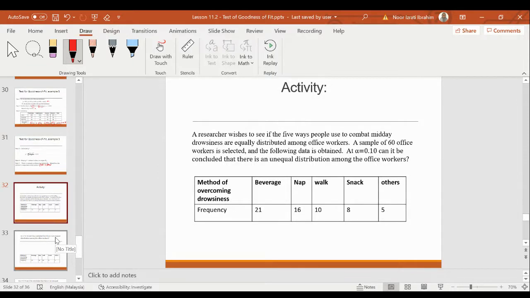Okay, how about this one? A researcher wished to see if the 5 ways people use to combat midday drowsiness are equally distributed among the office workers. A sample of 60 office workers is selected and the following data is obtained. At alpha 0.10, can it be concluded that there is an unequal distribution among the office workers?